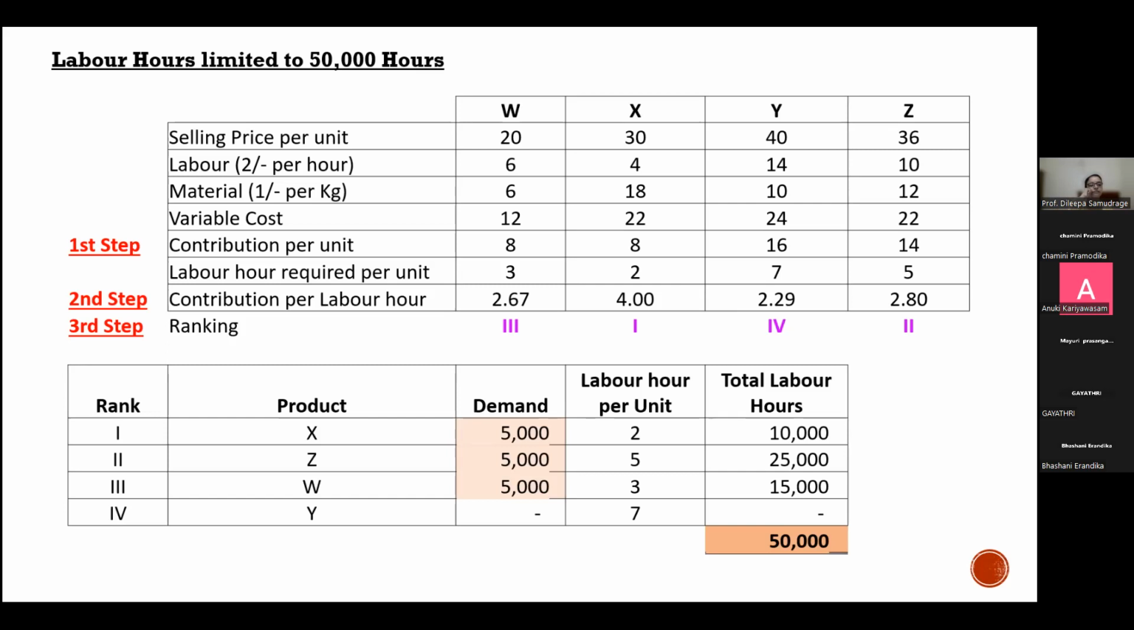So finally, we have to rank them accordingly, and then calculate the total labor hours in line with the maximum demand, while making sure that the 50,000 labor hours are met. Therefore, we can only meet the demands of the products X, Z, and W. That's why we have colored the demand columns of X, Z, and W in orange.